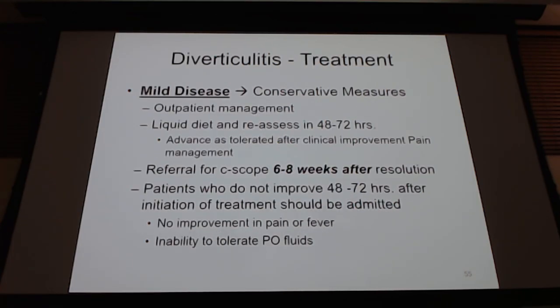Mild disease, conservative treatment, that can be outpatient management. So we tell them to go on a liquid diet. We tell them to come back to the ER, we're going to reassess in 2 to 3 days. And then once that resolves, C-scope 6 to 8 weeks after resolution. These people can fail outpatient treatment, and then they're probably going to come back and be inpatient. So if they fail to improve in 2 to 3 days, so they can't tolerate their PO fluids, whether that's having severe nausea or vomiting, we need to bring them in.